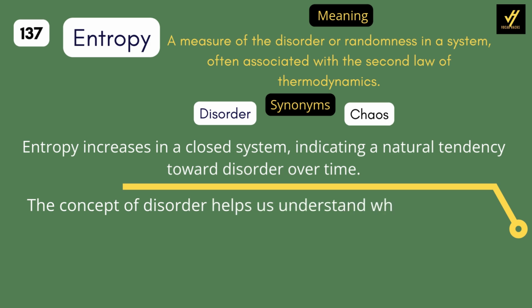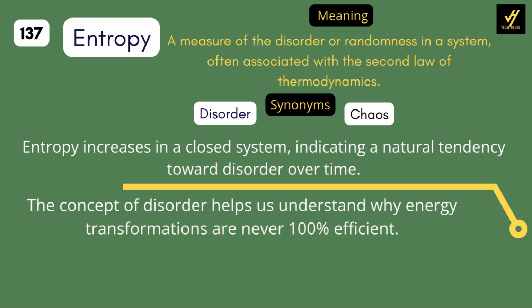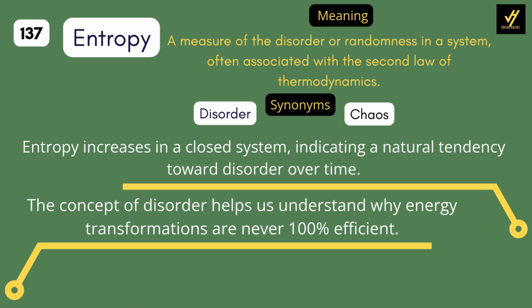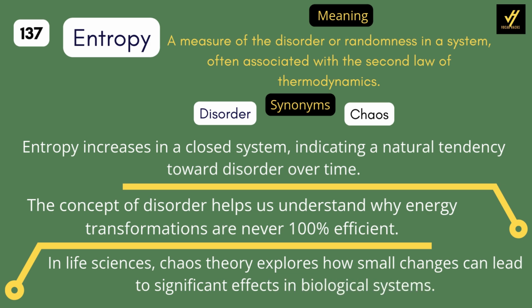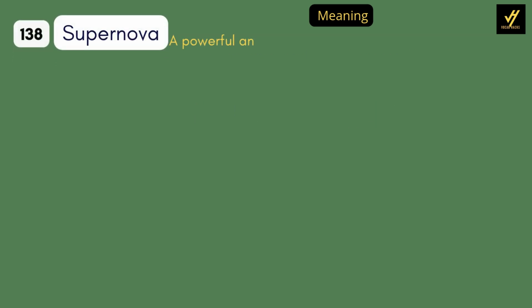The concept of disorder helps us understand why energy transformations are never 100% efficient. In life sciences, chaos theory explores how small changes can lead to significant effects in biological systems.